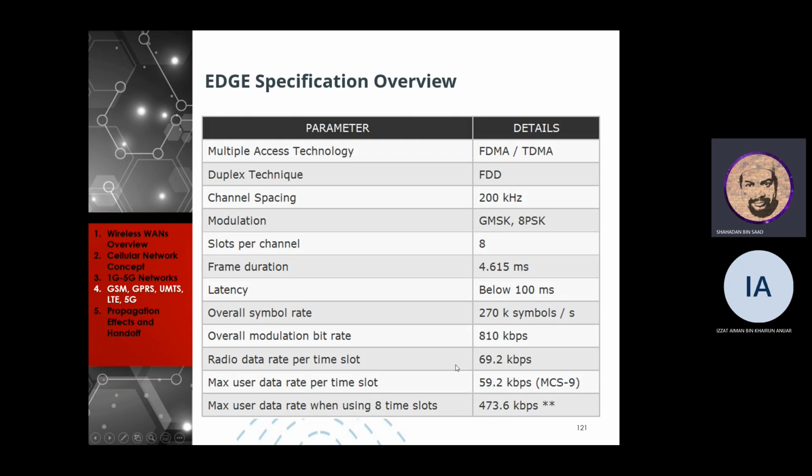Okay, ini dia punya specification. Dia multiple access technology adalah FDMA and TDMA. Yang tadi pakai CDMA kan. Duplex teknik FDD channel spacing 200 kHz. Modulation kita pakai 8 PSK kan. Yang mula-mula pakai GMSK. Slot per channel of course 8. Frame duration 4.615 millisecond. So latency, symbol rate, modulation bit rate semua ada kat sini ya. Kita tengok radio data rate, maximum user data rate and maximum data rate using 8 time slots.